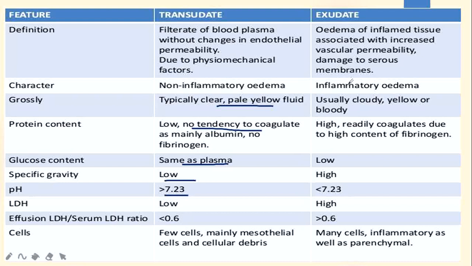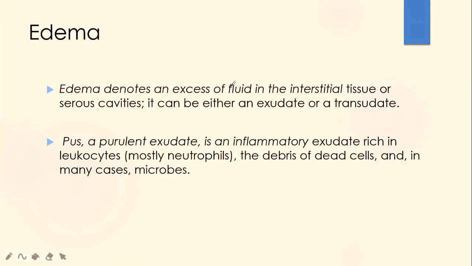While the exudate is also known as inflammatory edema, it is cloudy yellow or even contains blood. It readily coagulates due to high content of fibrinogen. Glucose content is low, its specific gravity is high, and it contains many cells. Edema is excess of fluid in the interstitial tissue or serous cavities, while pus is basically a collection of dead and dying neutrophils.